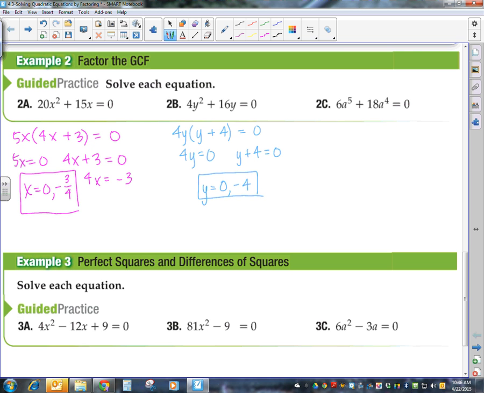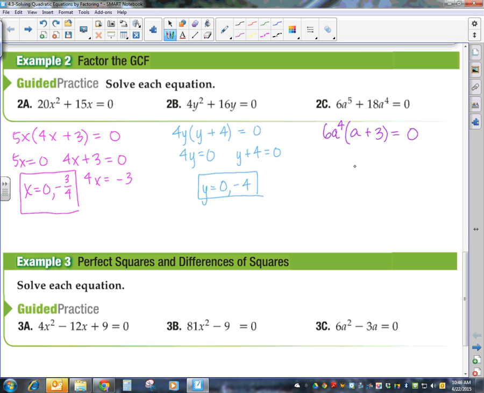All right, the last one. Again, two terms. I'm looking for the GCF. You always, always, always want to look at that GCF first. So I have 6a. Remember, it's the lower exponent, or the lowest if you have more than 2. 6a to the fourth, and what's left is a plus 3.